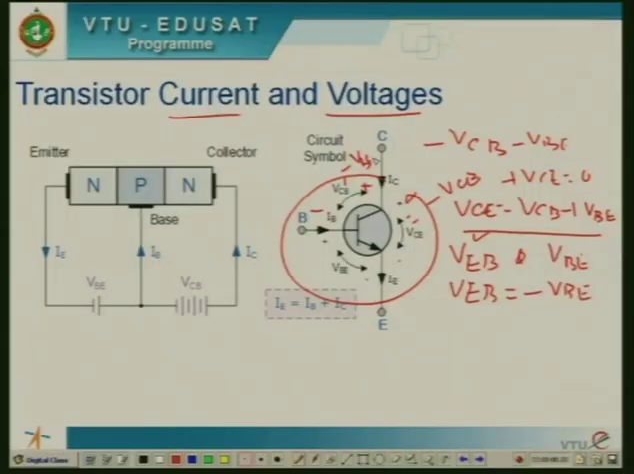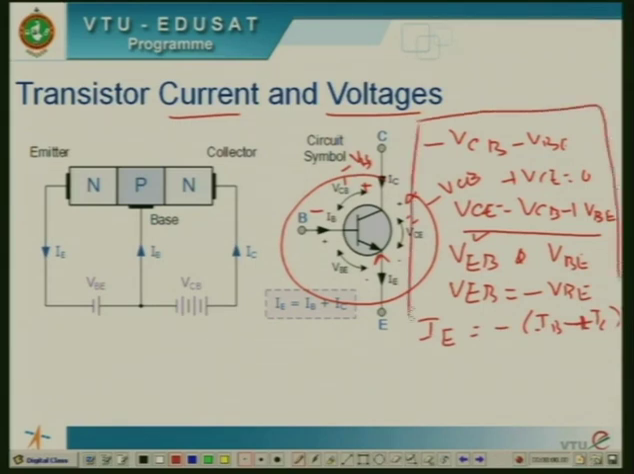Similarly, the current flowing through is given by IE equal to IB plus IC in the case of an NPN transistor. In a PNP transistor, the direction of the emitter current is opposite to that of an NPN transistor. Hence, IE is given by minus of IB plus IC. These voltage and current relationships help to model an AC model of a transistor in the subsequent chapters.